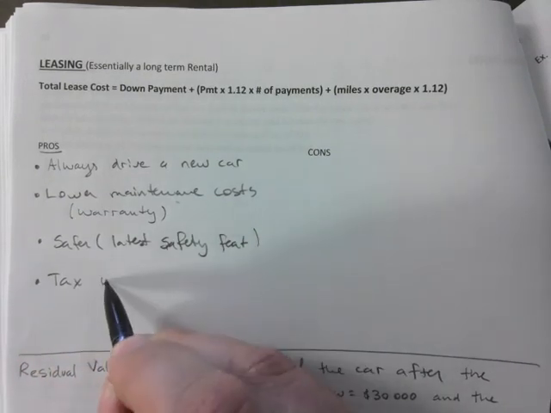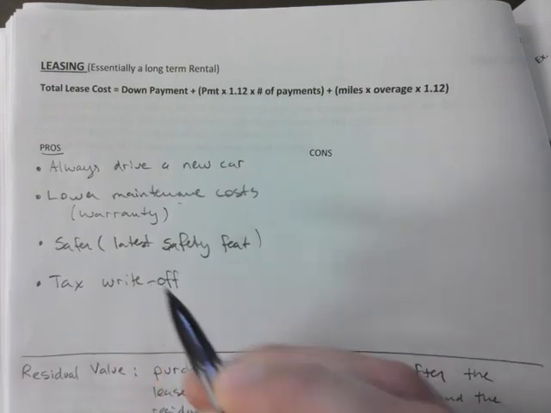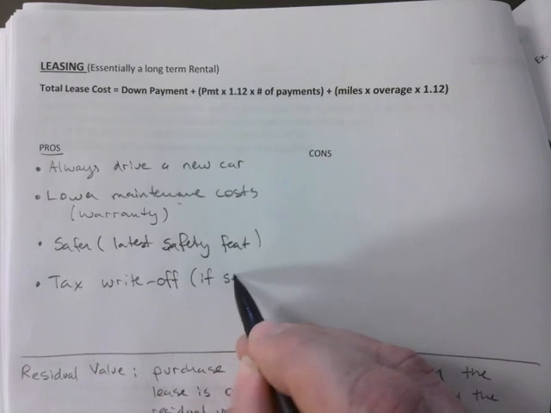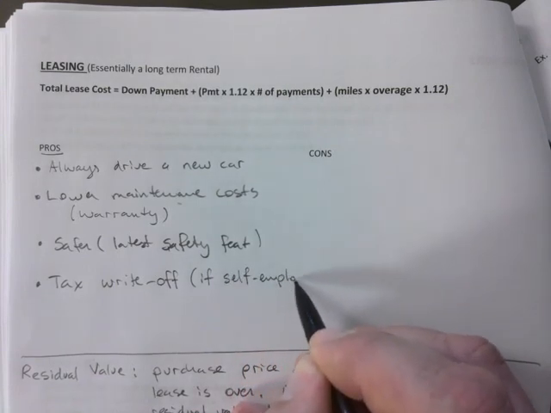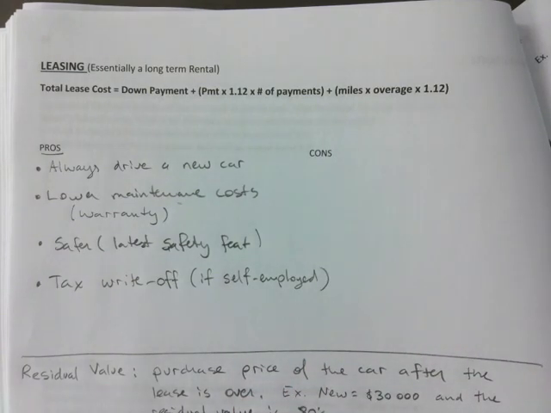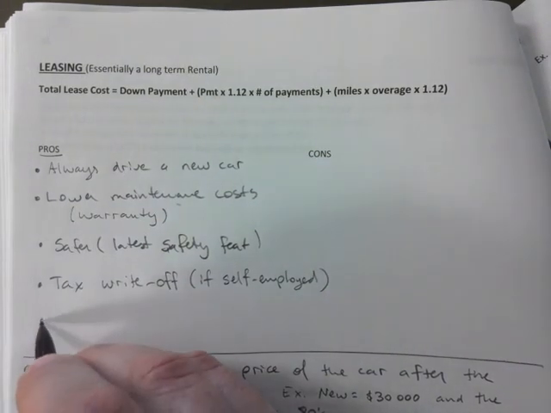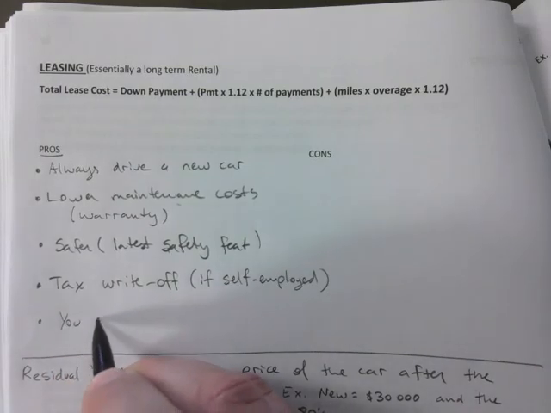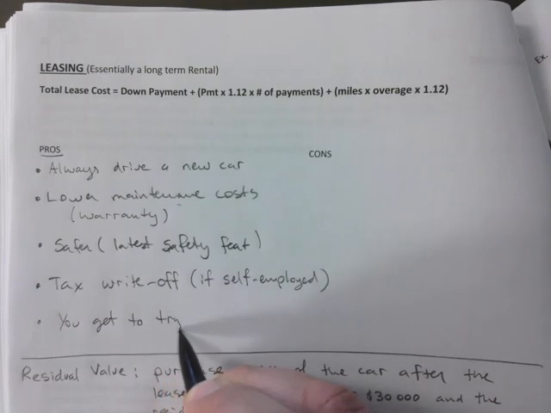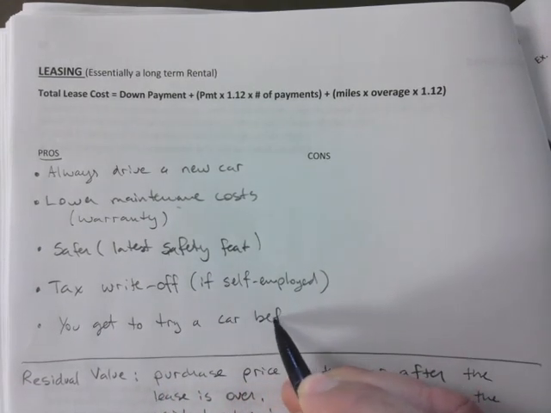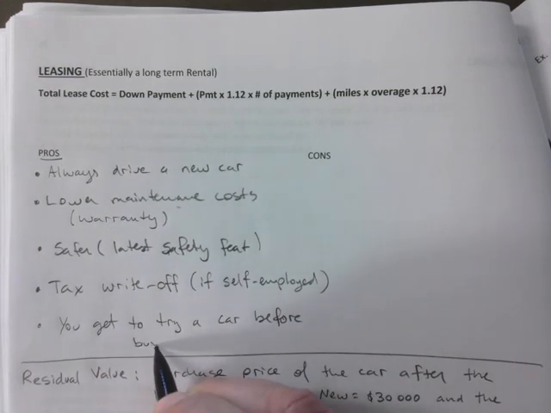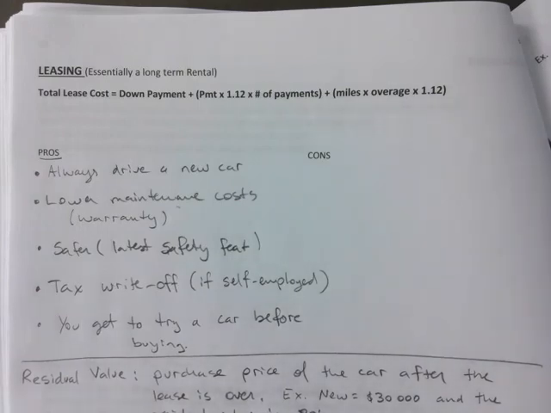Tax write-off. If self-employed, that is. So if you're a business owner, you can't say tax write-off just for anybody, but there's a potential. And this is a big one. You get to try a car before buying it. It's kind of cheesy, in my opinion. Like you're gonna pay a lot just to try it, right? Then I would just say go rent a car. Go rent a car you like. Rent it for a weekend and then figure it out, right?